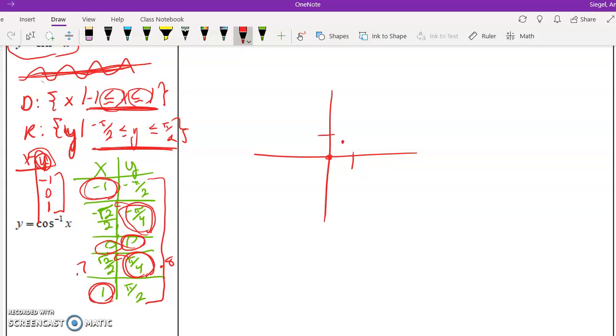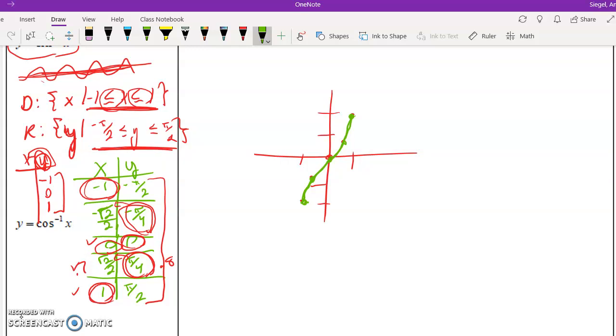Okay, and then 1, pi/2. And pi/2 is about 1.6. So it looks like that. Okay, so I've got that one, that one, that one. Okay, so we're going to do the same thing. So it looks something like that. So when you graph it, guys, there's not going to be any arrows. It stops there. So it's just these 4 points that you see right here.